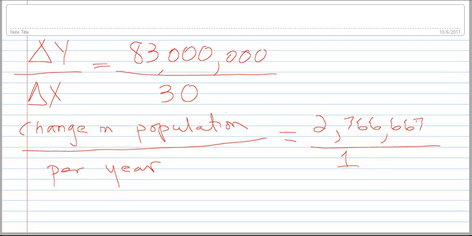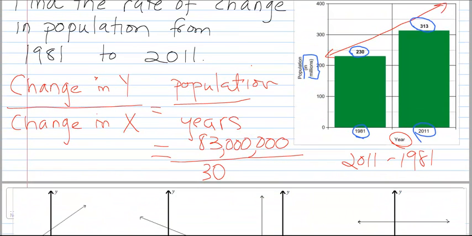Per 1 year. And we just did that as an approximate 2.77 million additional people added every year over the 30-year period from 1981 to 2011.